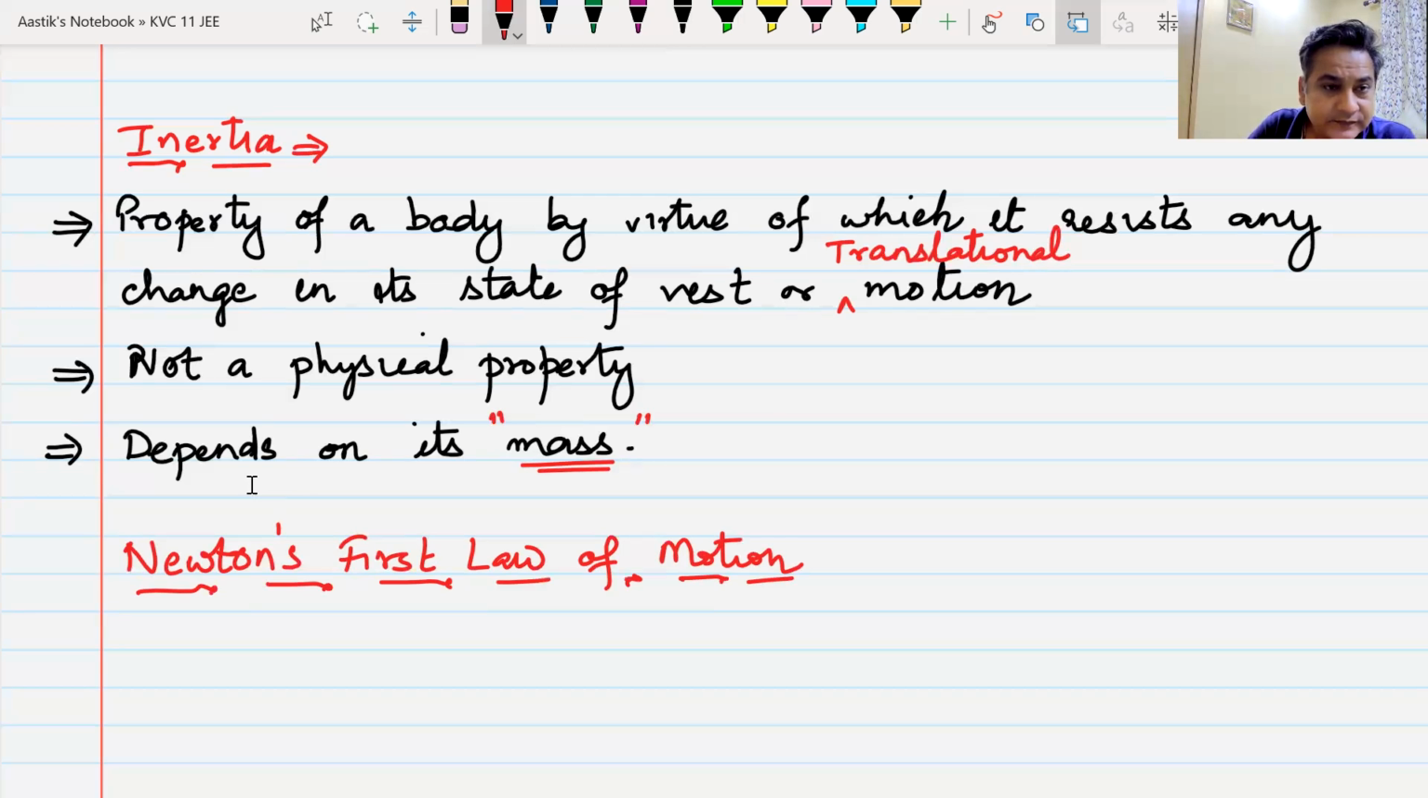What is Newton's first law of motion, or law of inertia? Yes. So what is that Newton's first law? Everyone knows this, yes or no? What is Newton's first law of motion or law of inertia?